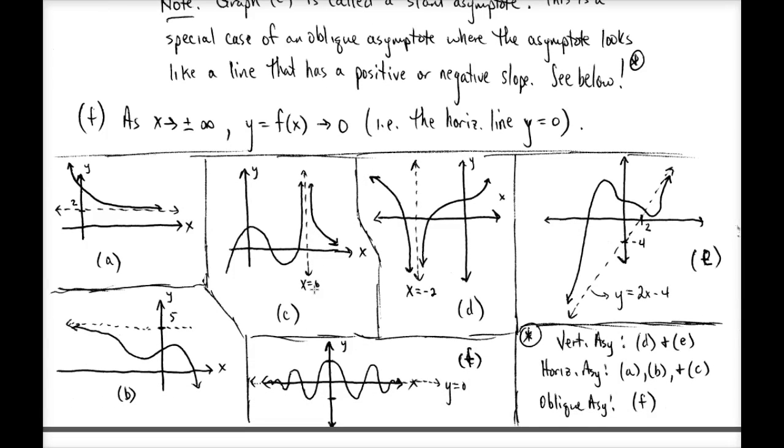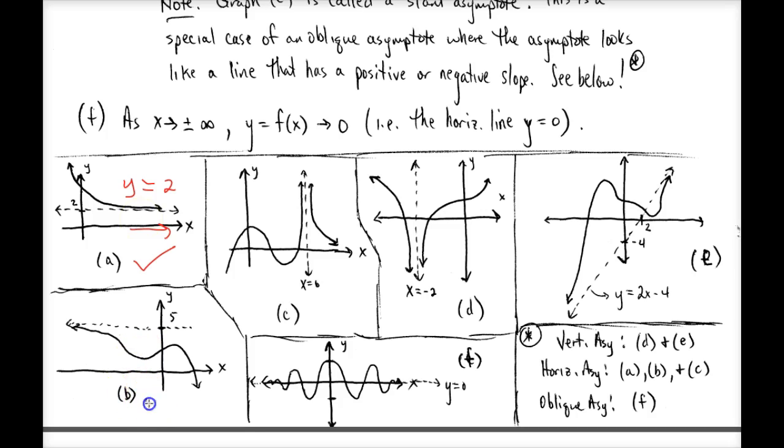So in figure A right here, this is an example of what we call a horizontal asymptote. And it's a one-sided horizontal asymptote, meaning that as x gets infinitely large, the y values for this function tend to get closer and closer to y equals 2.